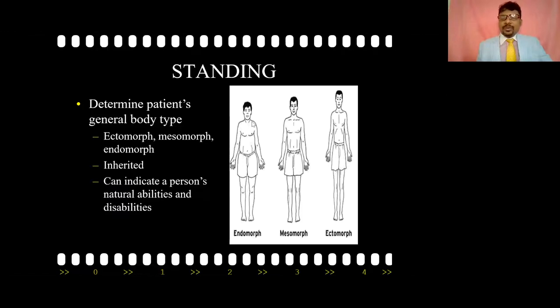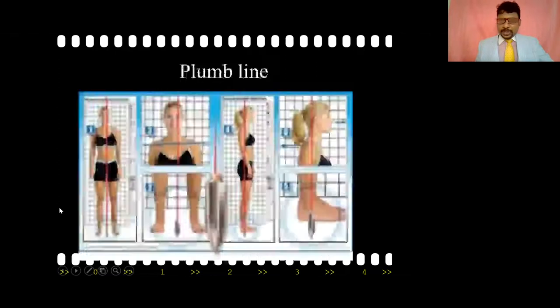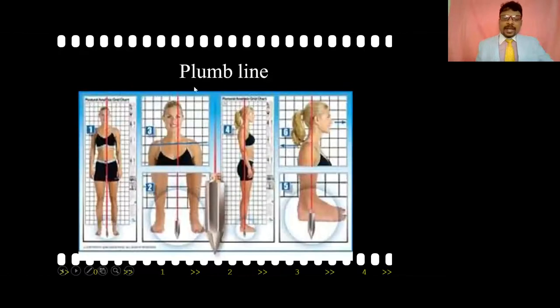So why do we have to know this? Because of these things, we can rule out which people are likely to get deformities, because of muscle weakness or body type. If we know the body types, we can assess very easily where they are having the problems. So in the standing posture, we have to do the plumb line test.